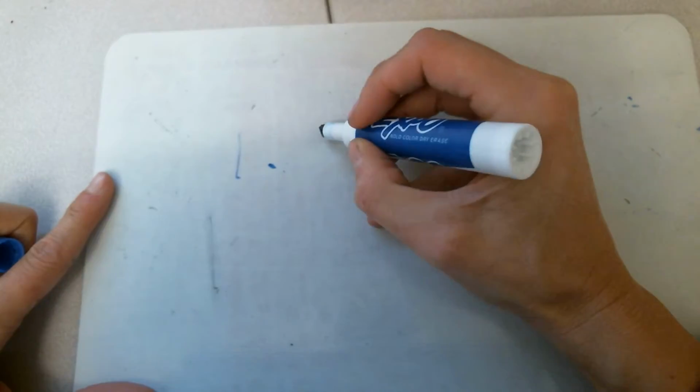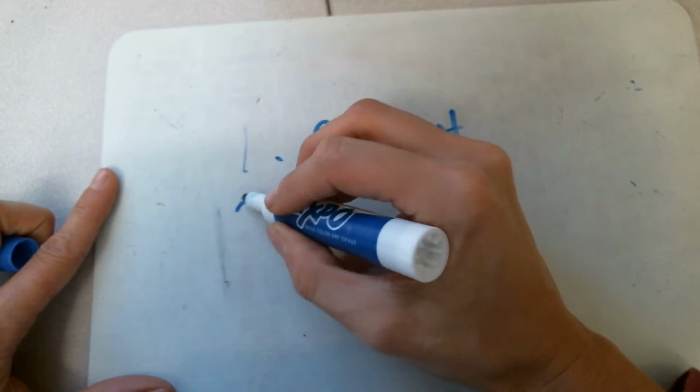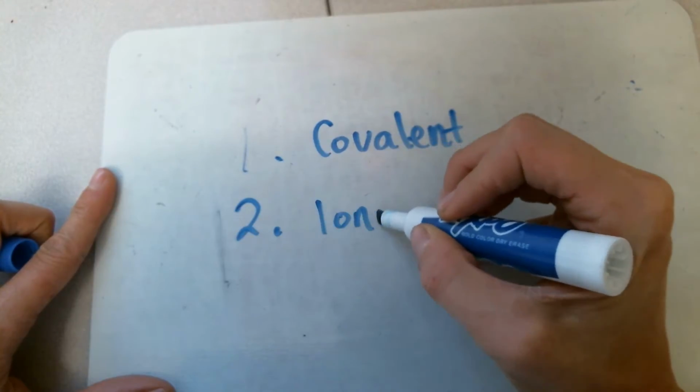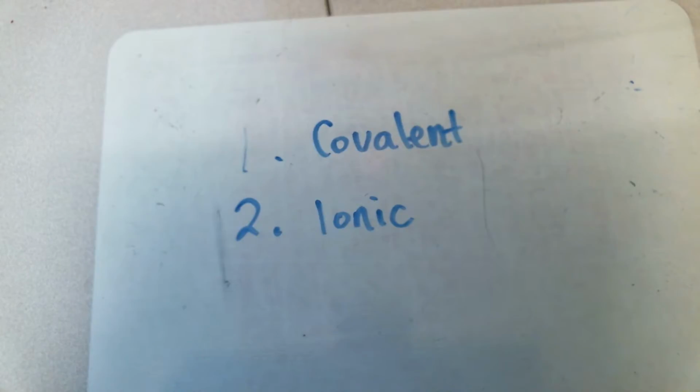Hello, this video is on ions and ionic bonding. So first let's talk about bonding. We have two different types of bonding. One is called covalent bonding, and the other is called ionic bonding. And someday you may learn about metallic bonding and other types.